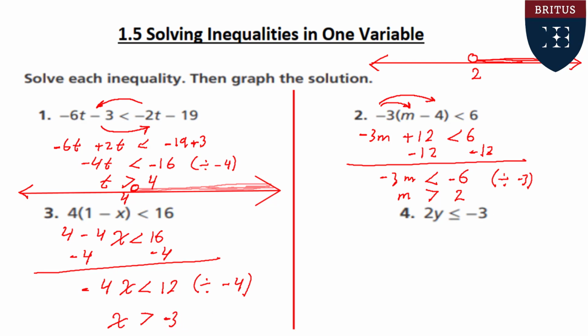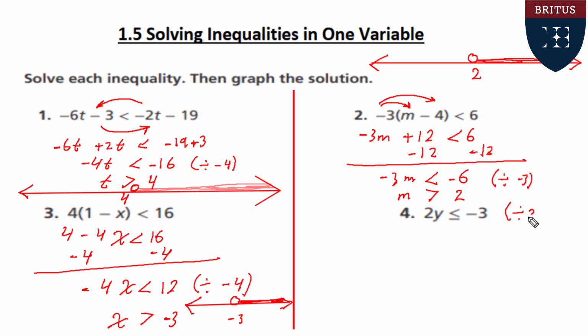In the same way, just graph the solution on the number line. Just draw a number line and put negative 3. Negative 3 is unshaded, and we need all real numbers greater than negative 3. Next, 2y is less than or equal to negative 3.